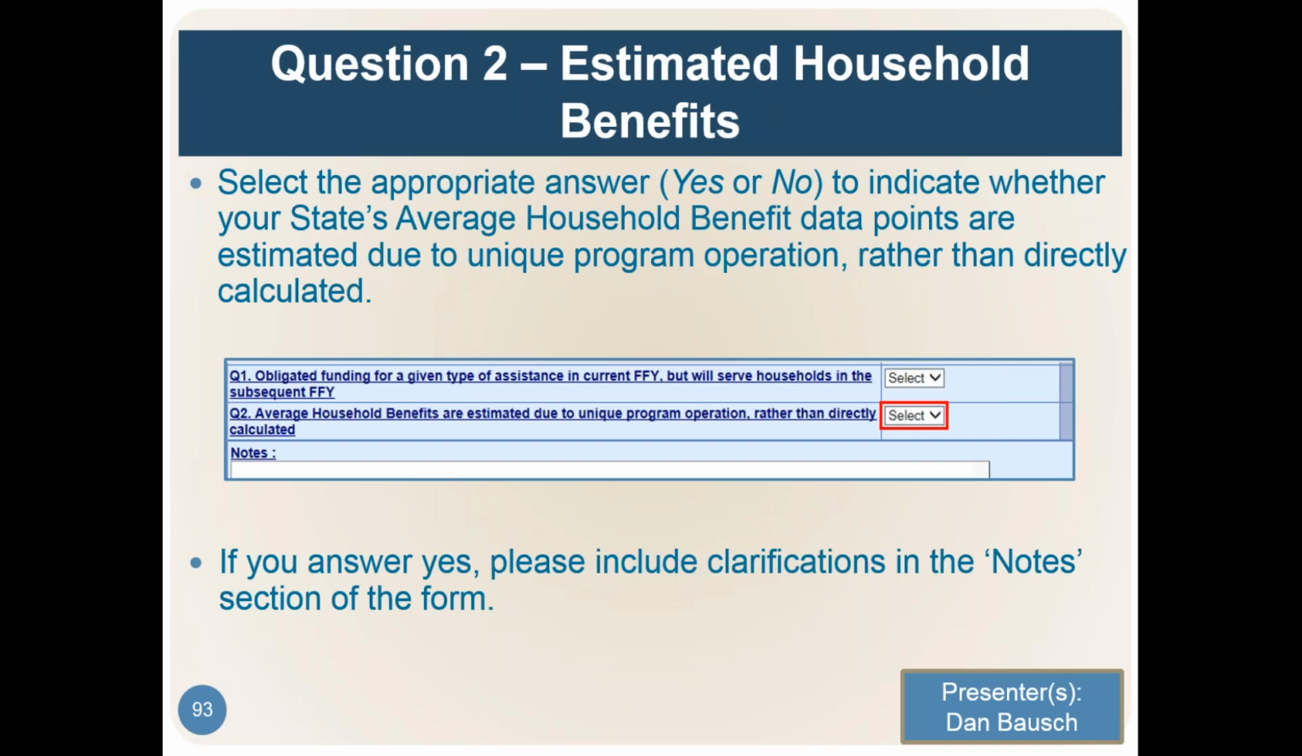Okay, the second question is asking you if any of the average household benefits that you report in that middle second column are estimated due to unique program operation rather than directly calculated. For the most part, you should be able to directly calculate these if you're using traditional bill payment assistance benefits. But if there are unique services that you're providing and some reason that you're unable to directly calculate those, you'd select yes here and then provide more information in the notes about that.